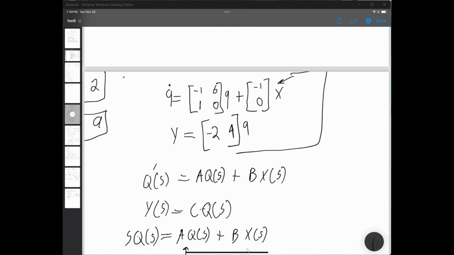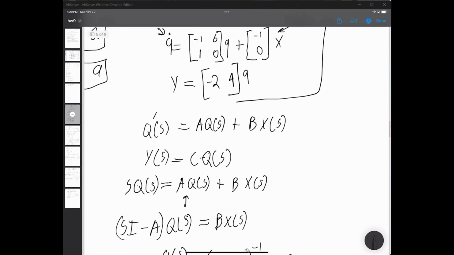We replace the matrices with dummy variables, right? And we know that Q dot is equal to Q prime. So we replace it in the S domain. SQ of S is equal to AQ of S plus BX of S. And we replace the matrices with A, which is a matrix, B, which is a matrix, and C, which is a matrix. And the Q's become Q of S, and the X becomes X of S, because we're doing Laplace. We're going to make everything in the Laplace domain.